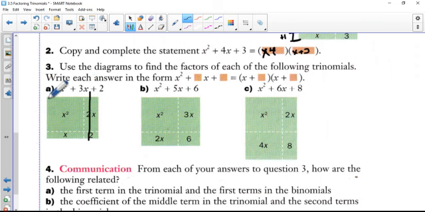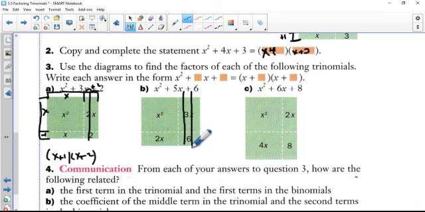there should be a line there. What are the dimensions I have on the outside if I have the inside of my area to be x squared plus 3x plus 2? Well, I can see that I have an x tile and an x tile. Here there's a plus 1, and here there are plus 2. So this would be x plus 1 times x plus 2.